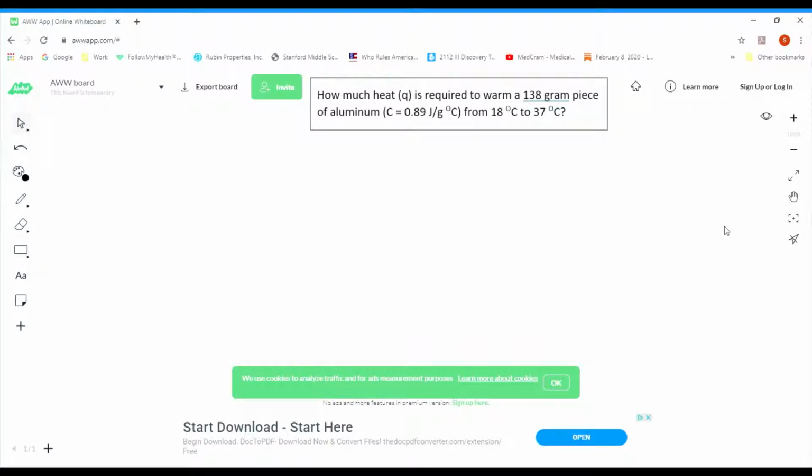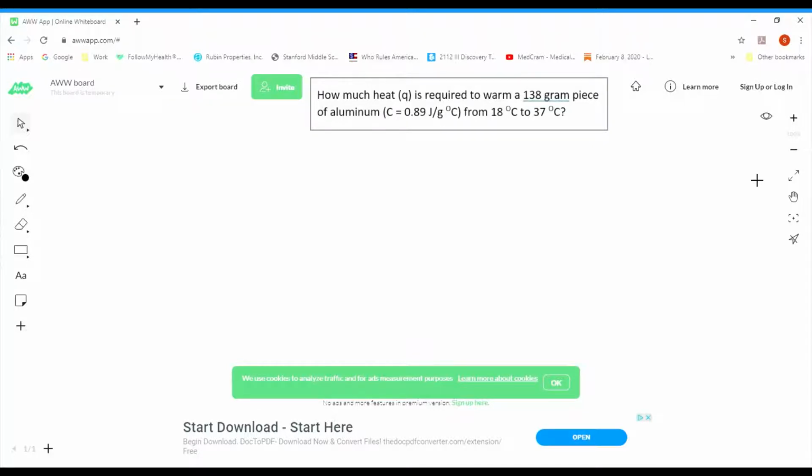Okay, so let's get started with our first sample problem. This problem says: how much heat, Q, is required to warm a 138 gram piece of aluminum, whose specific heat capacity, that's what that C is equal to, is 0.89 joules per gram degrees Celsius? We're going to heat it from 18 degrees Celsius to 37 degrees Celsius, and we're going to calculate how much heat is required. So we're looking for Q.